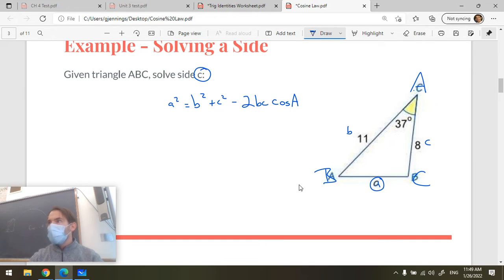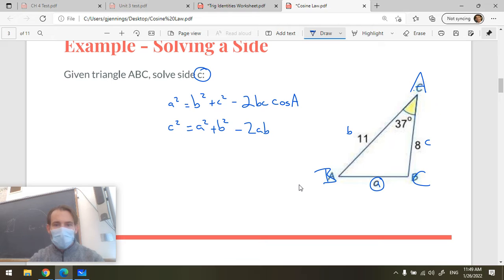Or I can be real smart and remember that the labeling of sides is totally arbitrary. So I could write this as C squared here. I could be really smart and do something really dumb. That's a classic Mr. Jennings thing. C squared is equal to A squared plus B squared, the other two sides, okay? C squared is equal to A squared plus B squared, minus 2 times AB, okay, not C, okay?